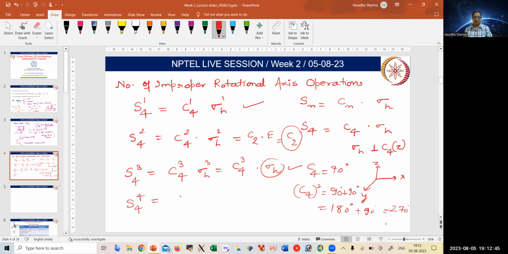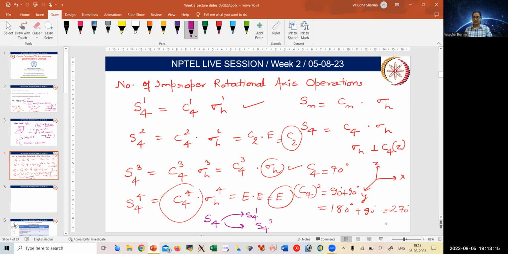Next one is S4^4, C4^4 into sigma h^4. Now C4^4 is nothing but 360 degrees. So when you are rotating 90 degrees four times, that comes to 360 degrees. And sigma h^4 is also identity E. So identity into identity is equal to identity. Now we have achieved identity, which means we do not have to go any further. So for S4 operation, only S4^1 and S4^3 can be considered as the improper rotational axis operations. So it is giving only 2 operations.